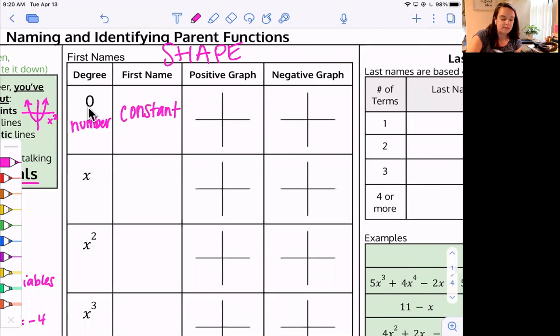And this means something like y equals 2. It looks like this. It's a flat line. This is our constant line. If it's just flat, it's constant. That's our positive constant. Our negative constant is below the graph like this.